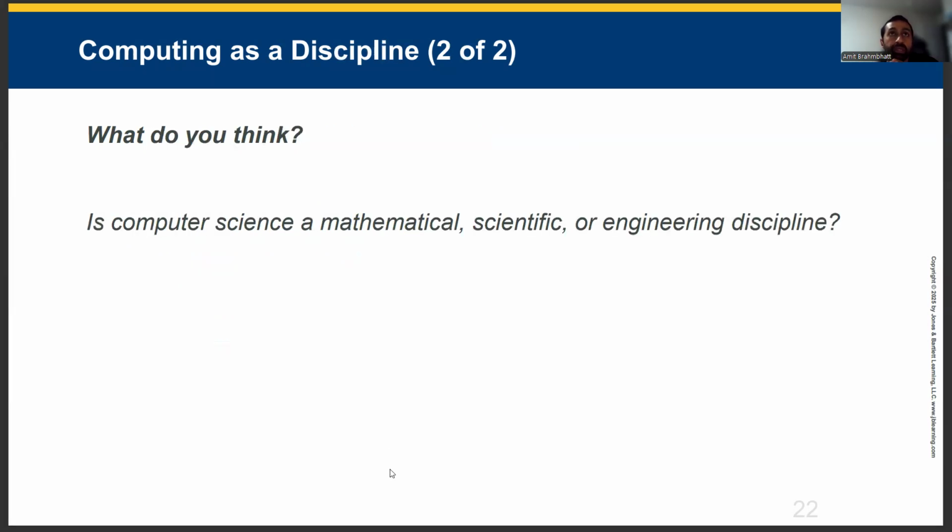What do you think? Computing as a discipline, is computer science a mathematical, scientific, or engineering discipline? Well, it's a blend. It uses mathematical rigor for proofs and complexity, scientific method for experimentation and evaluation, and engineering for building reliable systems under constraints. That hybridity is a strength. It encourages both theoretical elegance and practical impact.